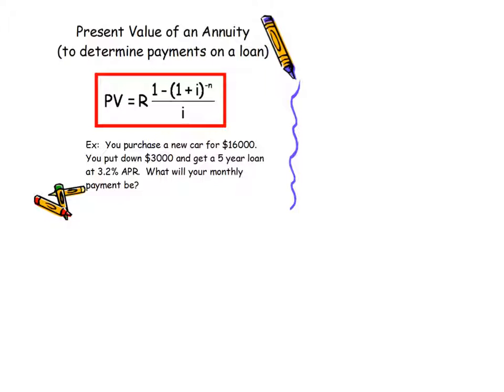Here's an example. You purchase a new car. It's $16,000. You have in your savings account $3,000, so you put that money down. That means you pay that up front. And then you get a 5-year loan on the rest of it at a 3.2% annual percentage rate. What's your monthly payment going to be? Let's try it. The present value is what your loan is for. Well, the car was $16,000, but since I put down $3,000 up front, my loan is really only going to be for $13,000.